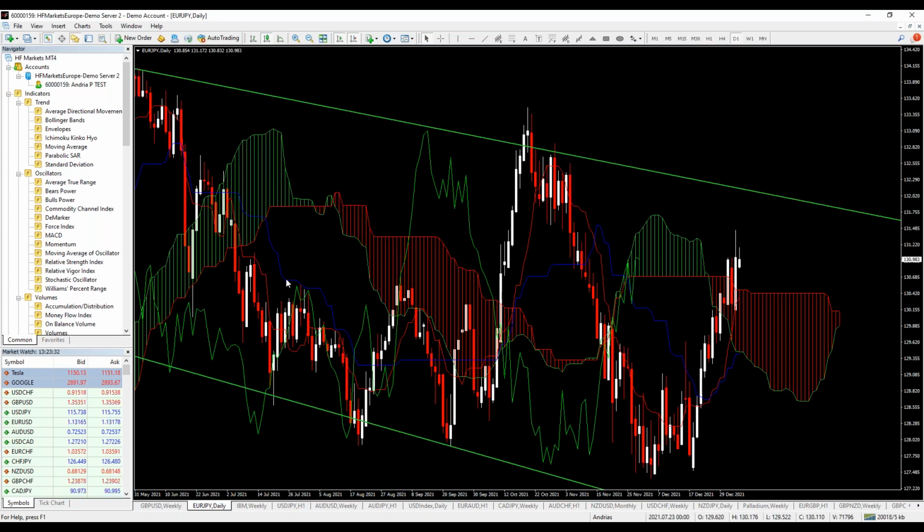So if our price is below the cloud and the cloud is also red, then we have a strong indication that we are in a strong overall downtrend. Okay, this is a daily chart. So if the price is above the red cloud, then that means we don't have anything specific right now.